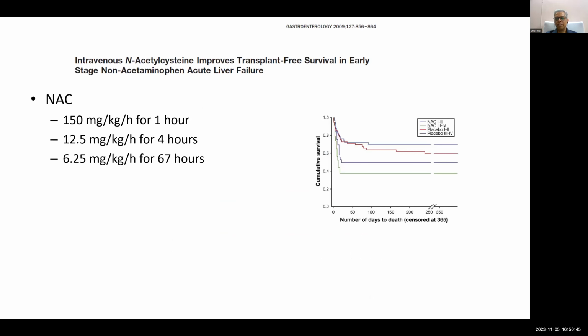Now come to some specific management that includes N-acetylcysteine. There is data to suggest that N-acetylcysteine in these doses should be used routinely in patients with acute liver failure. But this has the best outcome in those patients who got low grades of HE. And now this N-acetylcysteine is the standard of care for use in all patients with acute liver failure.